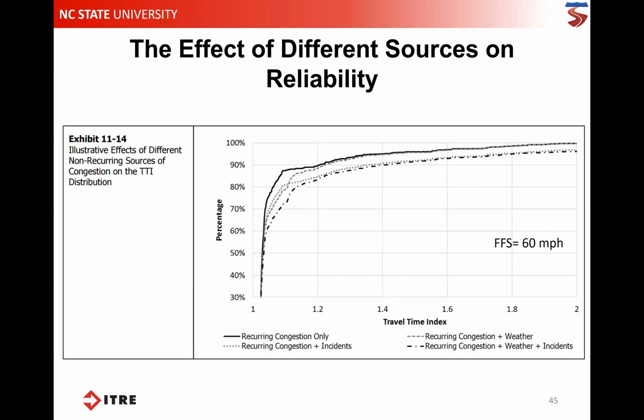The dotted line here shows the combined effect of demand, incident, and weather. And you can see, of course, when the volumes are low, it doesn't really matter. It's when you have high demand that the effect of other non-recurring congestion could be very severe within the high percentile of the distribution.